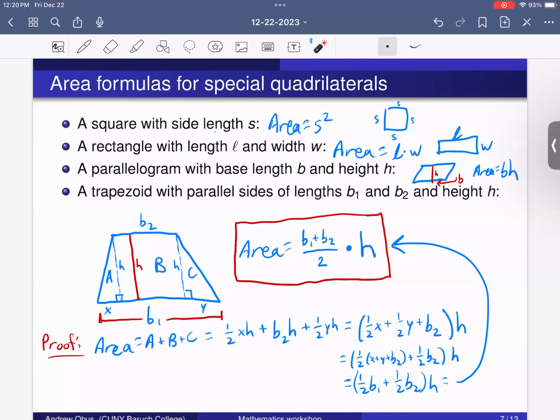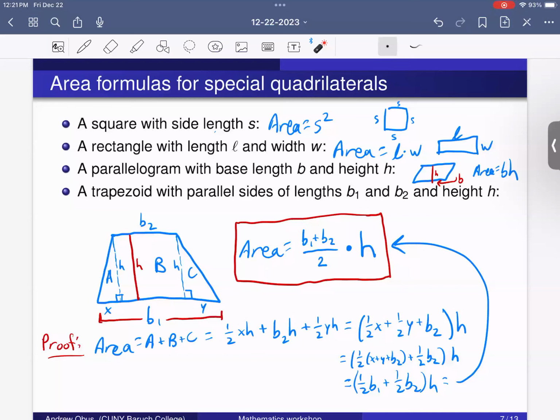All right, any questions on this? For a general quadrilateral, there are some more complicated area formulas, but I'm not going to get into them for now. Usually when you're trying to find area, it's going to be one of these special quadrilaterals: a square, a rectangle, a parallelogram, or a trapezoid.